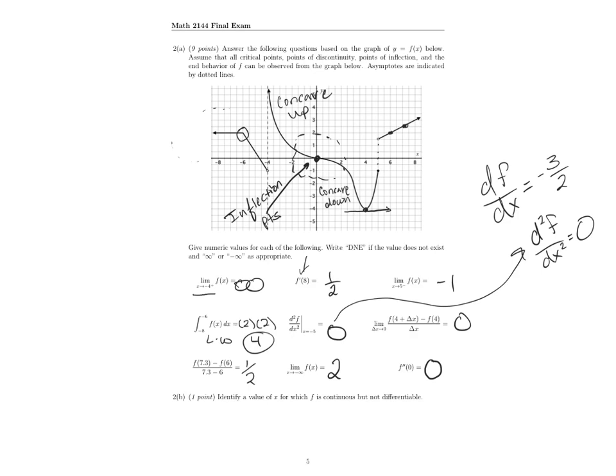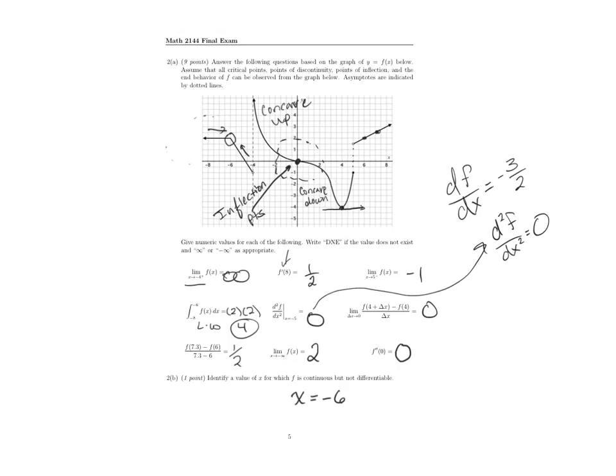Because notice on this point, if we came from the right-hand side up, we'd have a slope that's negative. But at the same time, the slope from the left is horizontal, or 0. So that means that we have an issue here where we are continuous, there is a value at -6, but there's no slope that we can get from it. So the answer is x equal to -6.